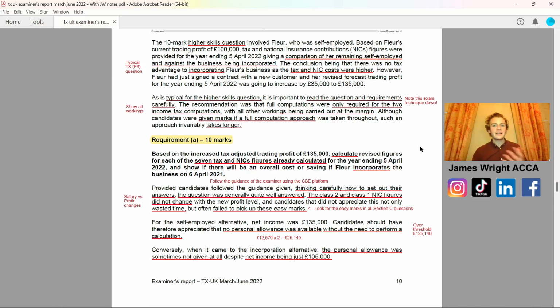We had tax and national insurance costs were actually higher, so incorporating versus being self-employed. And we've got to note down this exam technique that the external examiner is pointing out for us here, that typical for higher skills questions, read the question and requirements carefully, show all your workings, only required for 2 income tax computations, and also we were told that the workings being carried out at the margin, being given full marks in a full computation approach, and this is where such an approach will invariably take you longer.